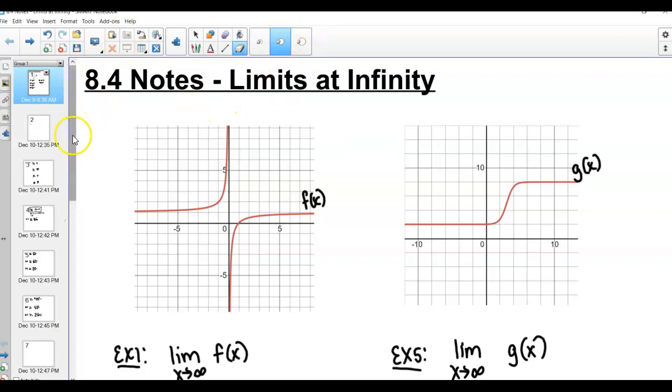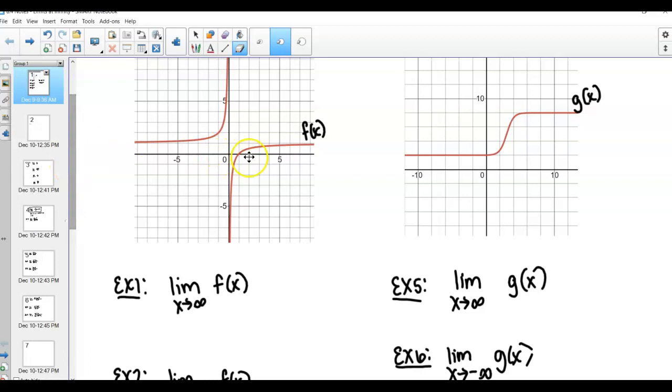If we're asked to find the limit as x approaches infinity of f of x, that's just going to be over here as our x values get larger and larger. And you can see this graph in particular has a horizontal asymptote here at 1. So as our x values get bigger and bigger, our y value just gets closer and closer to 1. So our answer here would be 1.